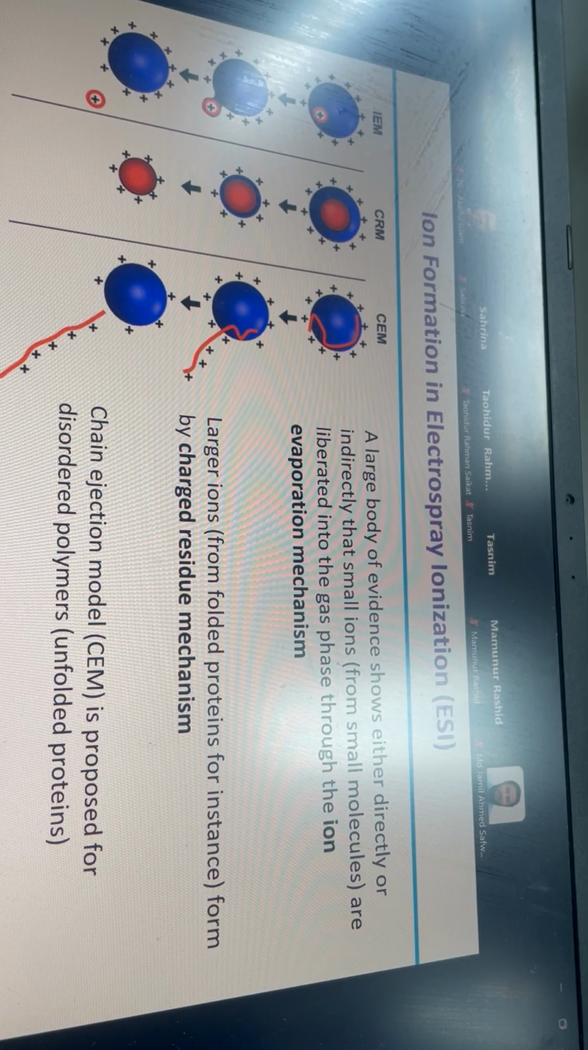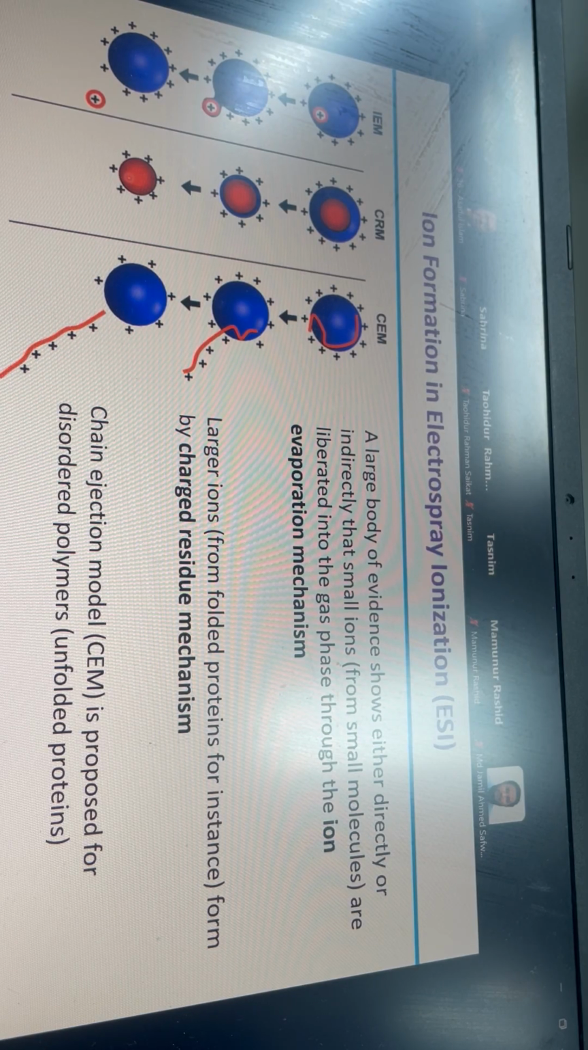But if we have a protein, the protein cannot be evaporated because it has so many amino acids, so many atoms, so many things inside. So they will follow the charge residue mechanism. Charge residue means all the solvent will be evaporated, but only the protein will be left as a residue, and it will be charged. There will be multiple charges. That's called the charge residue mechanism.